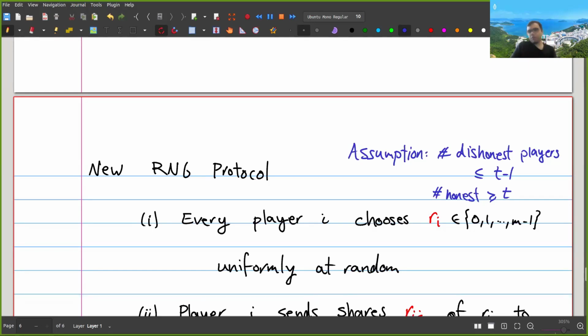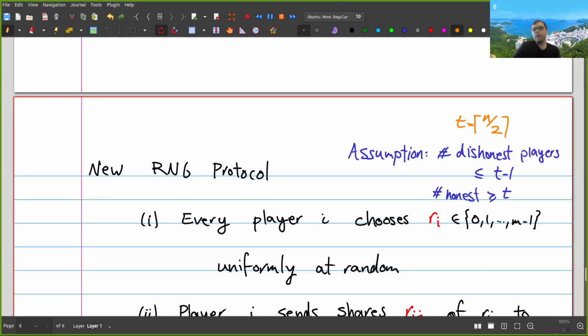So a good choice would be just half of the players. So just set t to be n over 2. Okay, so my t can be n over 2, and I'm assuming n is even. If n is odd, you can take the ceiling of n over 2. And basically, the idea is that as long as t of the players are honest, this protocol is going to work. But you see, there is a trade-off here.